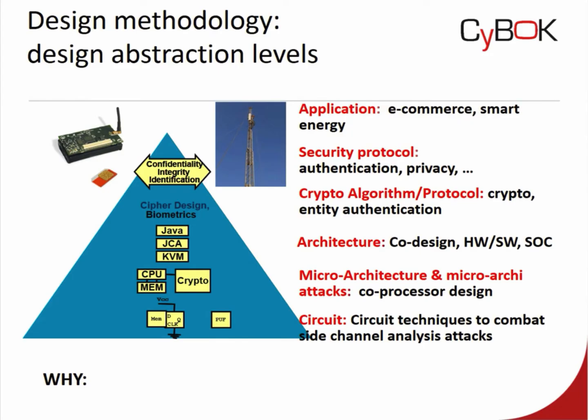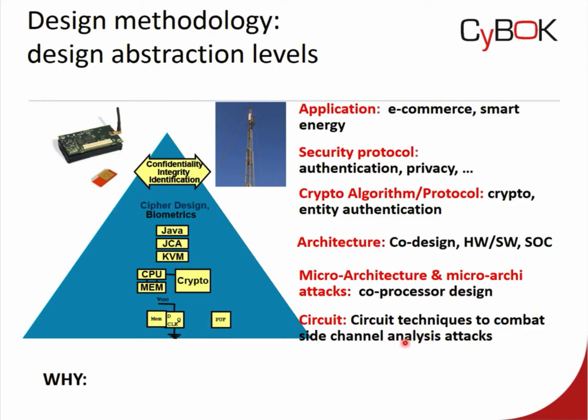We typically start by investigating the application. This could be something from e-commerce, smart energy, whatever. We then decide what the required security protocol is. Do we need authentication? Do we need privacy? Do we need remote authentication? What are the assets we want to protect? Now, these security protocols require efficient implementations of crypto algorithms. We choose the right algorithms, crypto, entity authentication, and so on. For that, we have to choose the right architectures, and the architectures can be hardware, software, co-design, maybe a system on chip. These architectures require microarchitecture details, probably also protection against microarchitectural attacks. Maybe we have to design some co-processor.